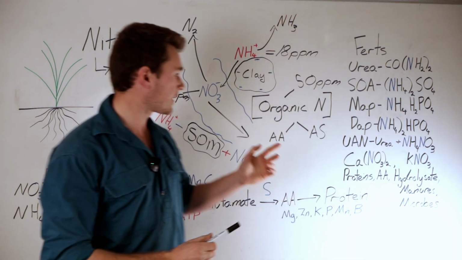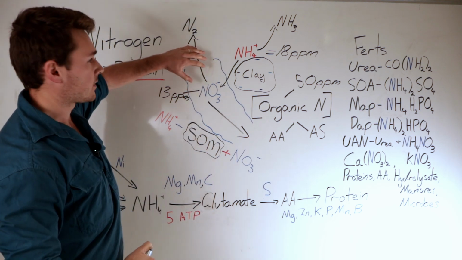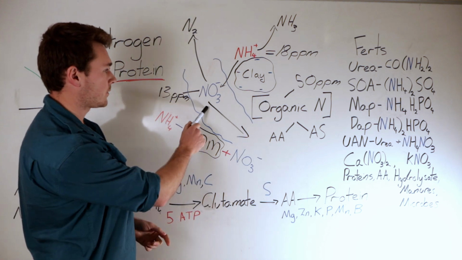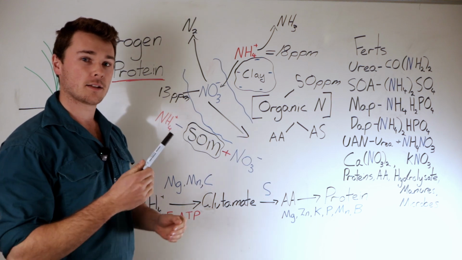Now, on the other hand, when we come back to here, nitrate is only in this water component of our soil, and it's not attached onto the clay colloid, meaning that if you go into a drought, it's more difficult for the plant to absorb nitrate because it's only available in a soluble form.